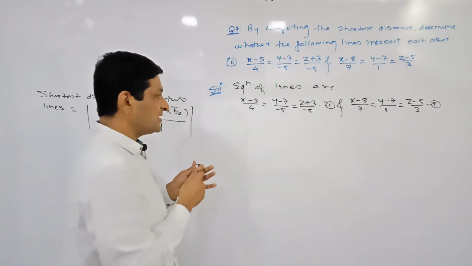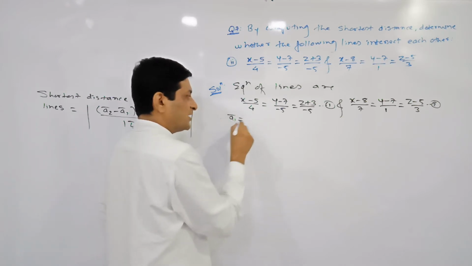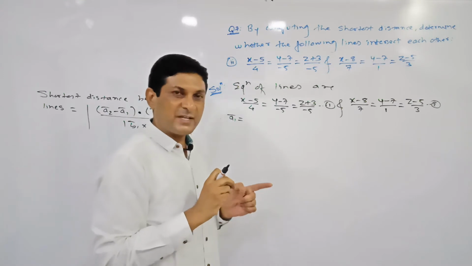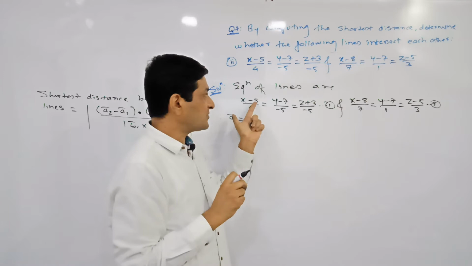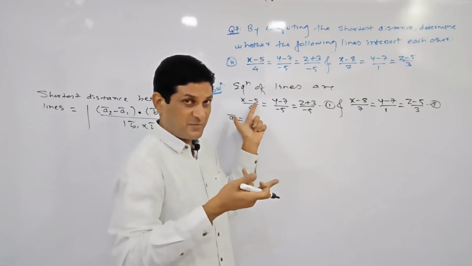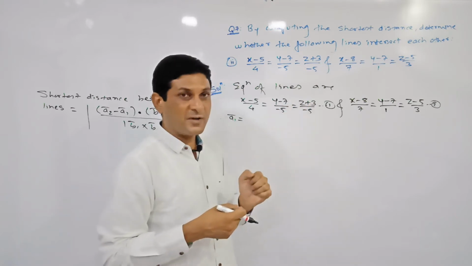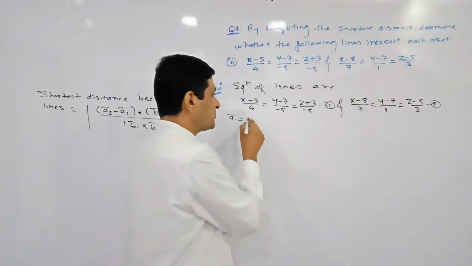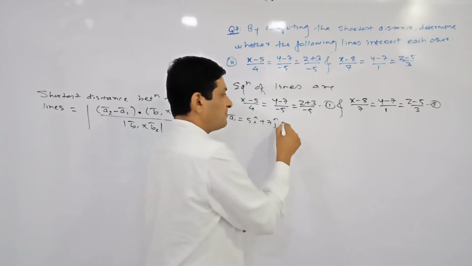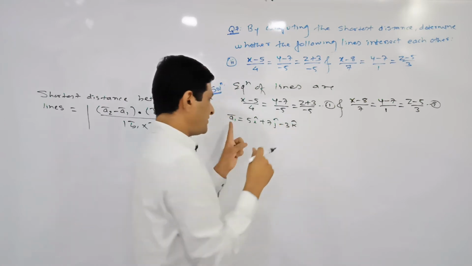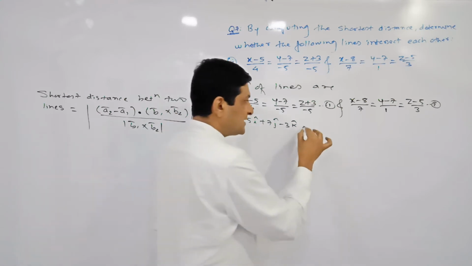So here, observing this first equation, we can say that a1 bar is equal to, what is a1 bar? It is the position vector of a point on the first line. What are the coordinates of the point on the first line? Here minus 5 is there, so consider plus 5 as the x coordinate, plus 7 as the y coordinate, and the z coordinate is minus 3. What will be its position vector? 5i cap plus 7j cap minus 3k cap. So a1 bar is equal to 5i cap plus 7j cap minus 3k cap.